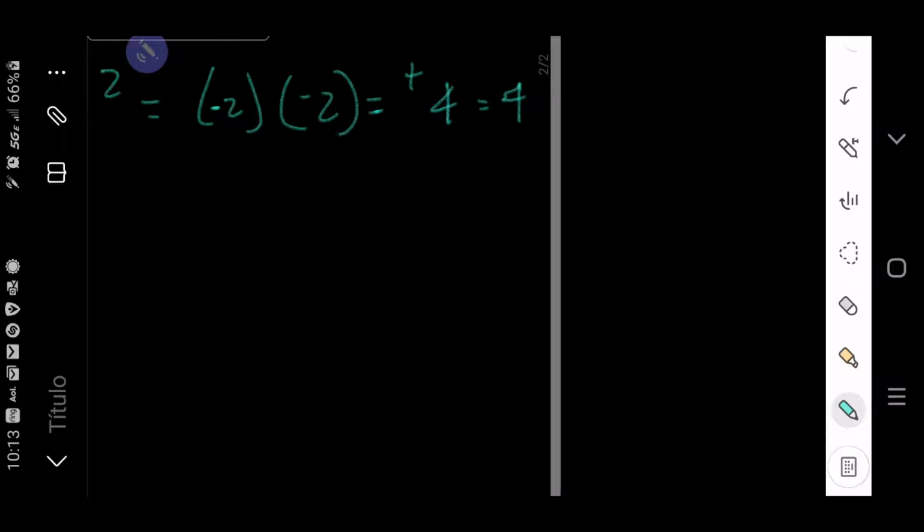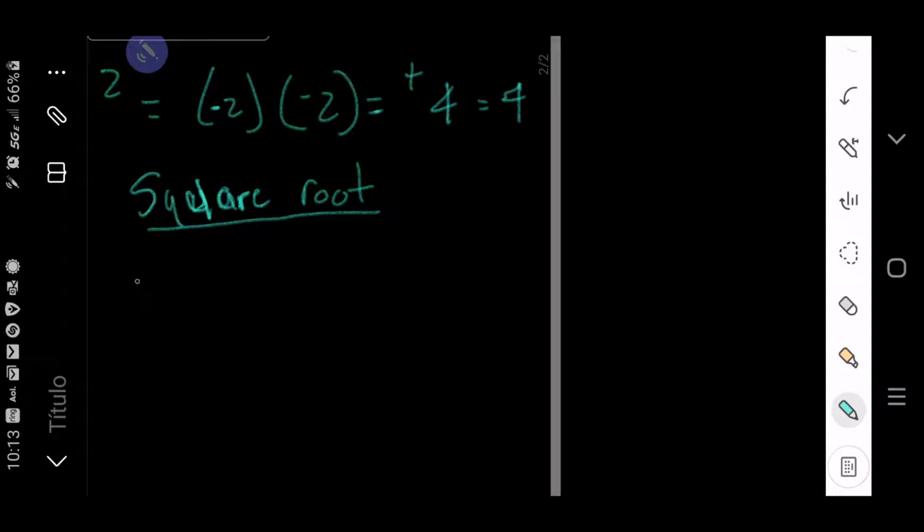So now that we've done the square of a number, let's do the square root. So the square root of a number is one of its 2 equal factors.